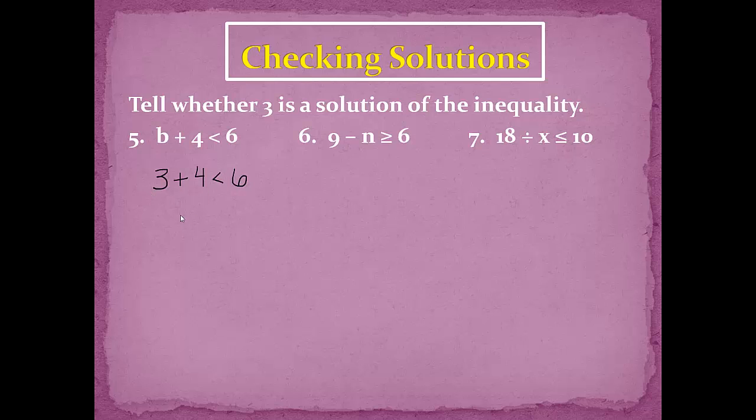3 plus 4 equals 7. So we have 7 is less than 6. 7 is not less than 6. So this would not be a solution for the inequality. So we would write, no, it is not a solution.